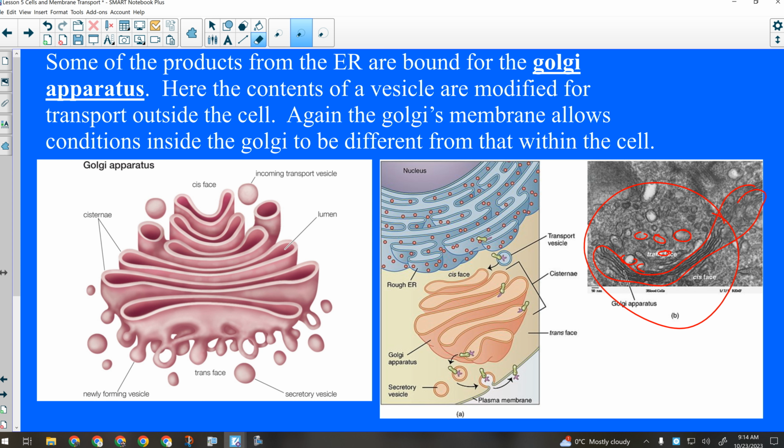Okay? The cis face is just a bunch of small stuff coming in. So the cis face is receiving. The trans face is shipping. So things come in one side, they come in the cis face, and they go out the trans face.